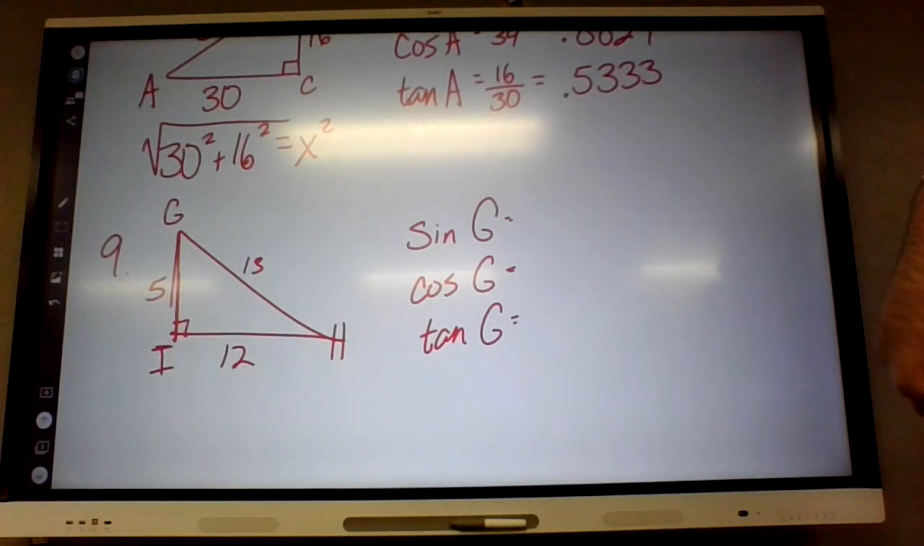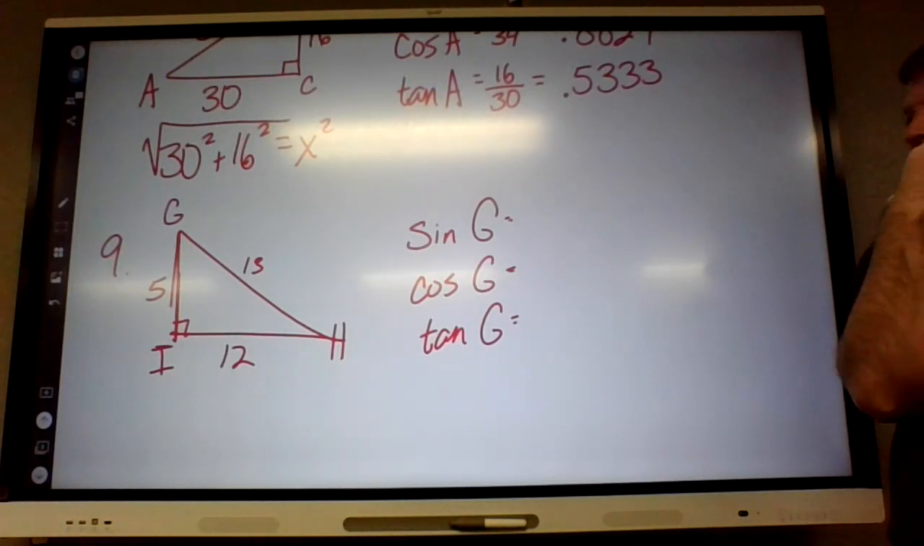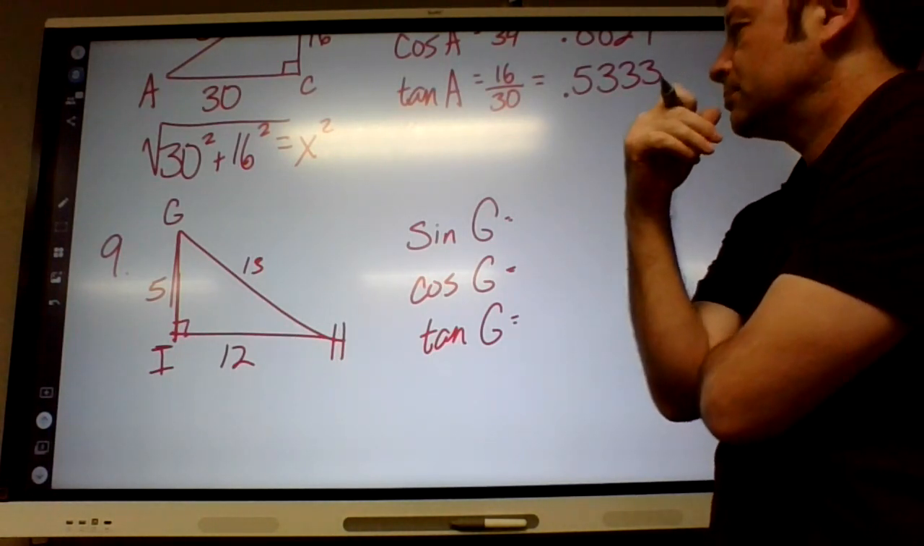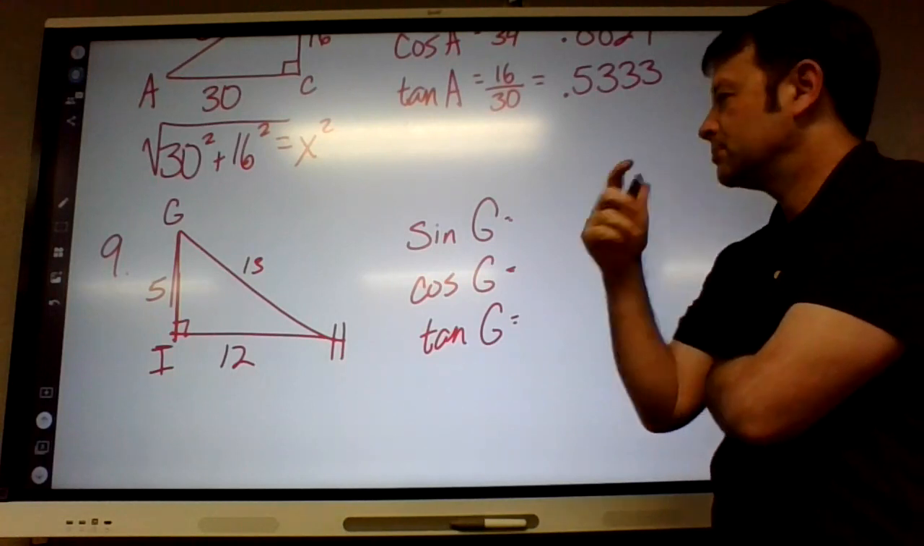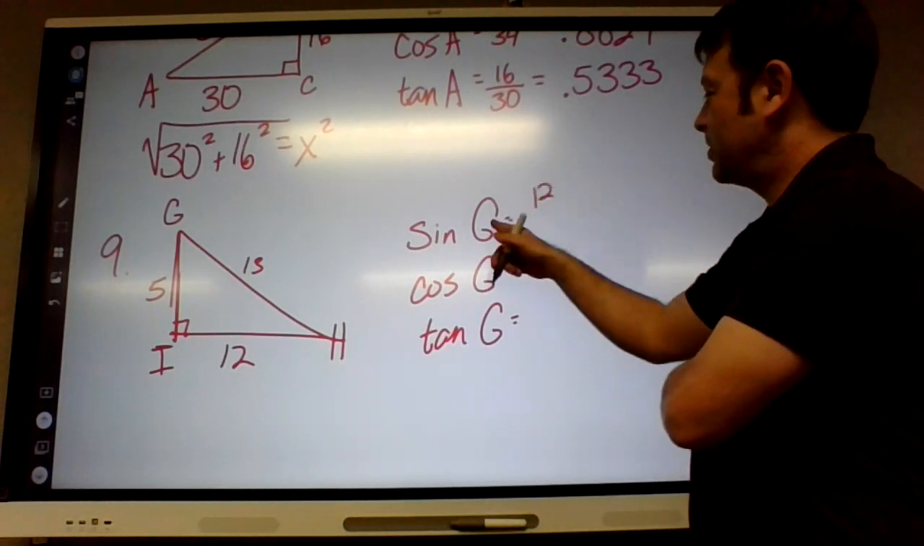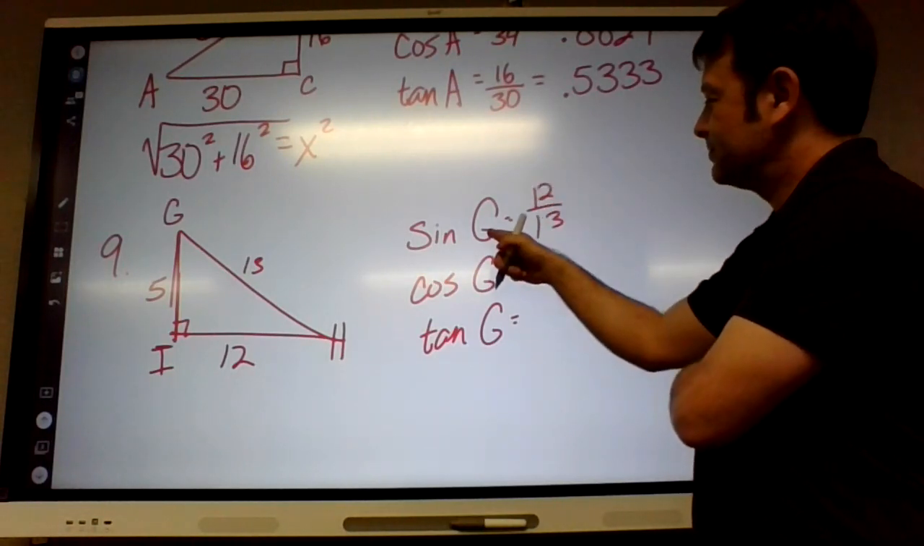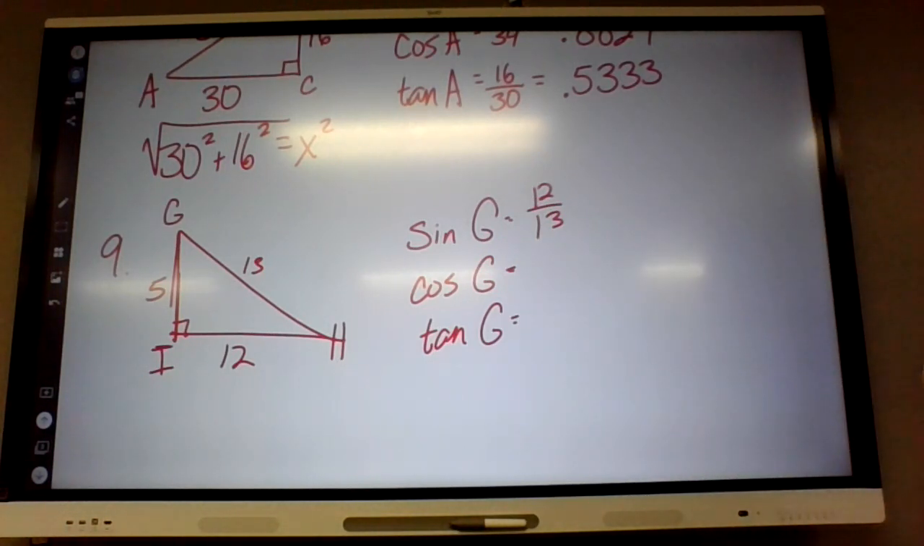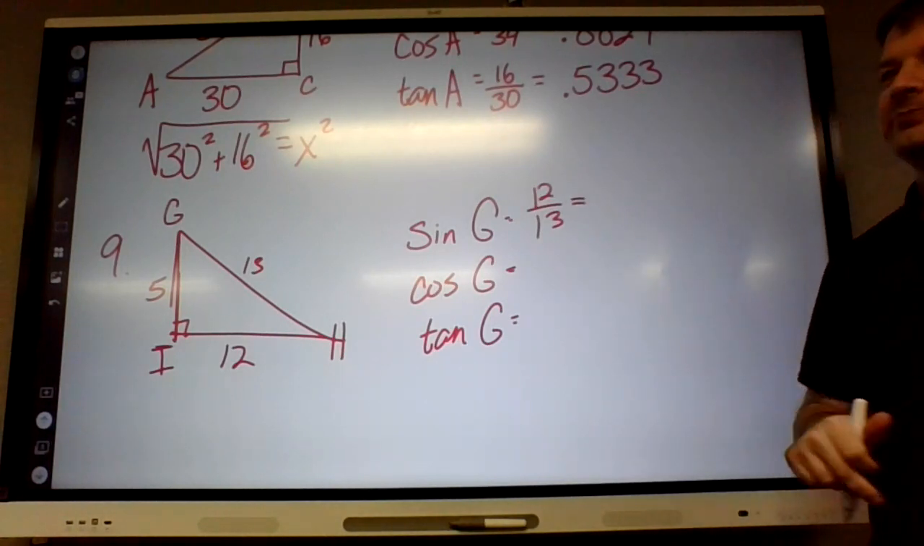Corey, what's sine going to tell us? Opposite over hypotenuse. Which is what on this one? Oh, 12 over 13. Look how ugly my G is right there.